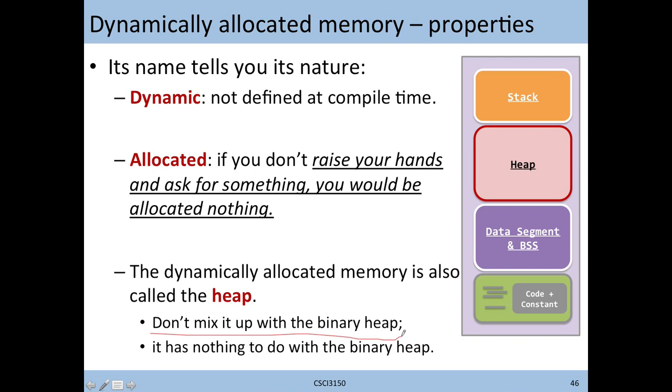I always want to emphasize that this is just a pile of things. Don't treat it as a binary heap. Nothing related to sorting, nothing related to the data structure, but just a space. And that space allows you to grow dynamically, just similar to the stack. And allocation is very interesting. If you raise up your hand and ask for something, and the system finds that there is available space, you will get that thing. Else, if you don't raise up your hand and ask for heap space, you will have nothing. And if you try to access, meaning either read or write, into this particular zone, you will have big trouble if it's not allocated. If it's not allocated and you access it, you'll have segmentation faults.